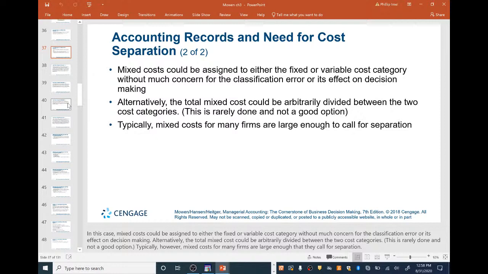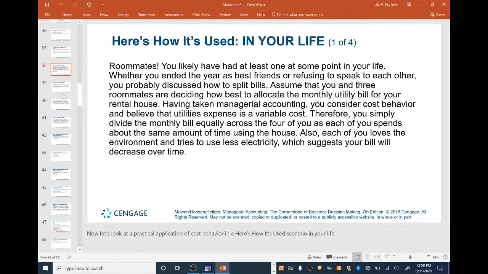Typically, mixed costs for many firms are large enough to call for separation. So most of the time, mixed costs are going to need to be separated, okay, to get a true cost breakdown of what's going on.